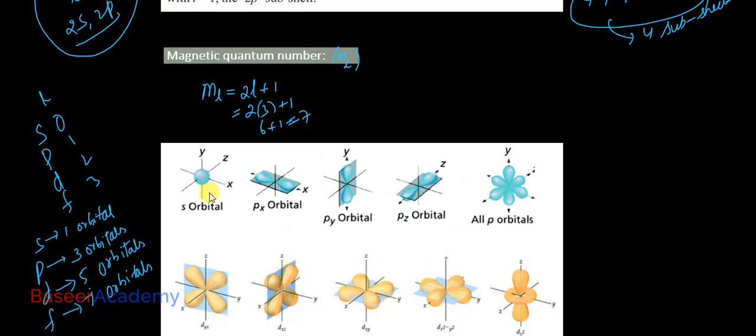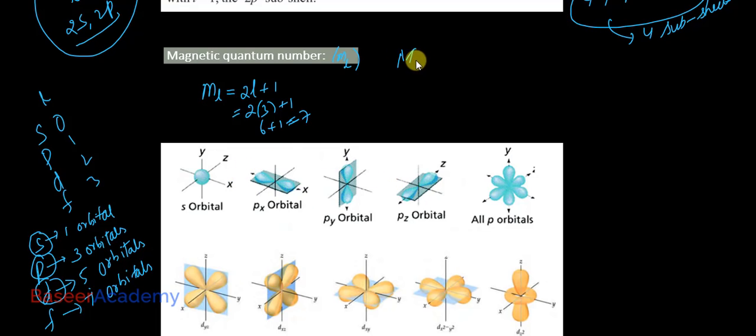s has only 1 orbital, and the shape of s orbital is spherical. p has 3 orbitals: px, py, pz. d has 5 orbitals: dyz, dxz, dxy, dx squared minus y squared, dz squared. These are the 5 orbitals that you have in d subshell. So d subshell has 5 orbitals: 1, 2, 3, 4, 5. p subshell has 3 orbitals: px, py, pz. s has only 1 orbital. So magnetic quantum number talks about the number of orbitals that are available in each subshell.